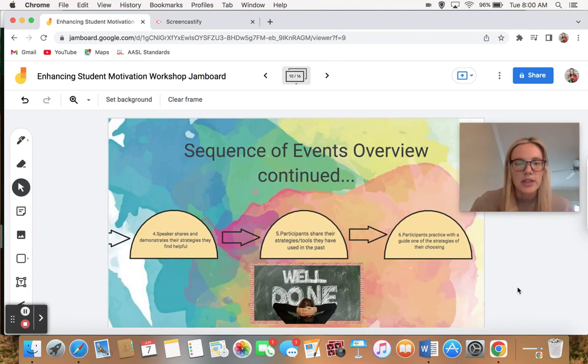Number 4, the speaker is going to share and demonstrate their strategies that they find helpful. Number 5, the participants are going to share their strategies and tools that they used in the past, which is just kind of going to be like a bouncing back and forth, sharing ideas. And then number 6, participants practice with a guide. They're going to practice with the help of the specialist, and they're going to choose one of the strategies or scenarios to work with and practice with.